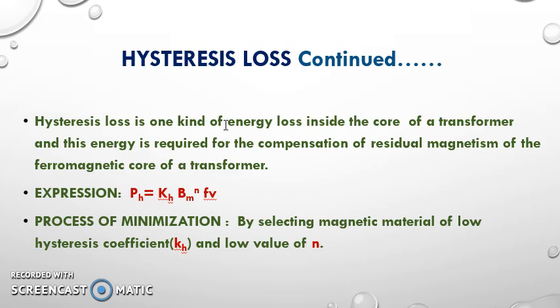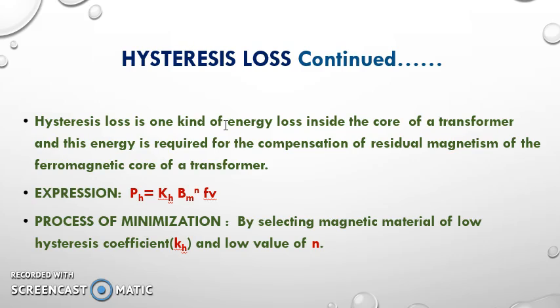Hysteresis loss is one kind of energy loss inside the core of a transformer, and this energy is required for the compensation of residual magnetism of the ferromagnetic core of a transformer. As the core is made of magnetic material and the supply voltage is AC supply voltage, that means constant reversal of magnitude and direction is going on inside the winding, and the flux is also fluctuating in nature. That's why there will be constant magnetization and demagnetization of the core.